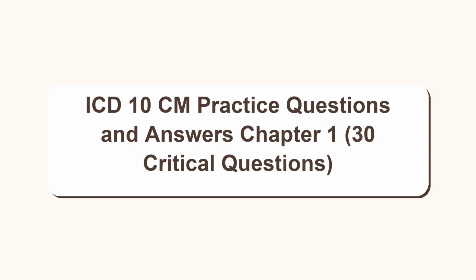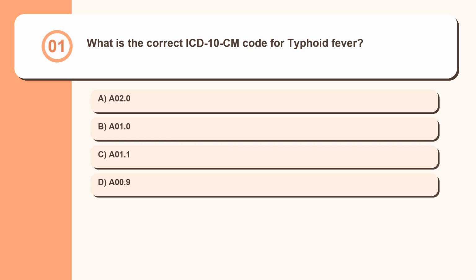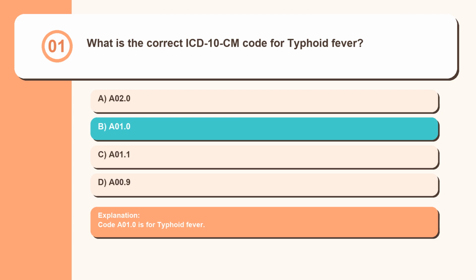ICD-10-CM Practice Questions and Answers, Chapter 1, 30 Critical Questions. Question 1. What is the correct ICD-10-CM code for typhoid fever? A02.0, A01.0, A01.1, A00.9. Code A01.0 is for typhoid fever.